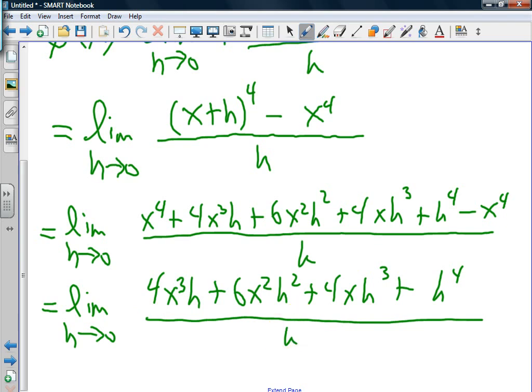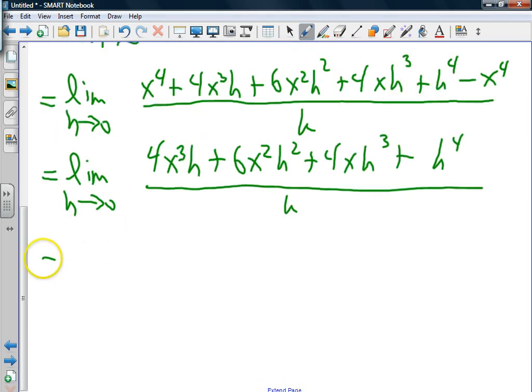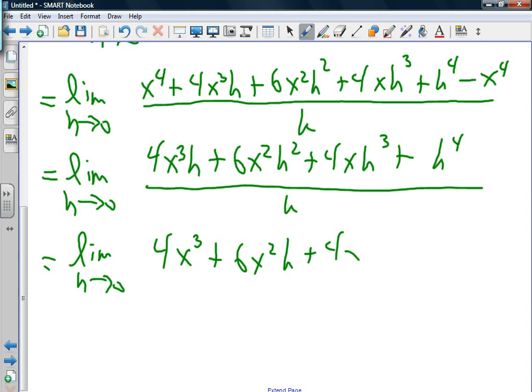What happens next? The h's cancel out. Right, let's divide everybody by h in the numerator. 4x cubed plus 6x squared h plus 4x h squared plus h cubed. And what happens when you plug in h equals 0? Everything drops out except for the first term, which is 4x cubed. Ta-da. Right? Is this getting obvious now? I hope. And now, if you don't like the binomial expansion theorem, knock yourself out. You can always FOIL. But otherwise, this process should be pretty obvious now.